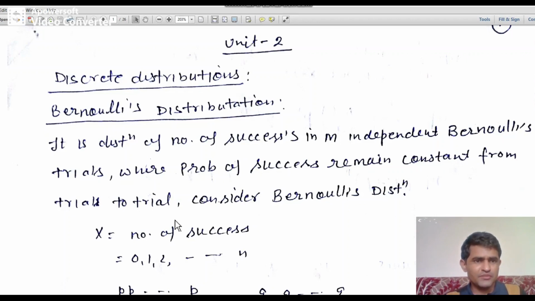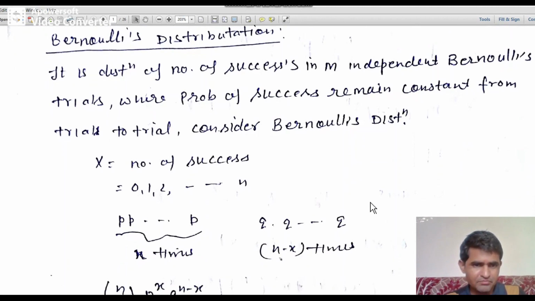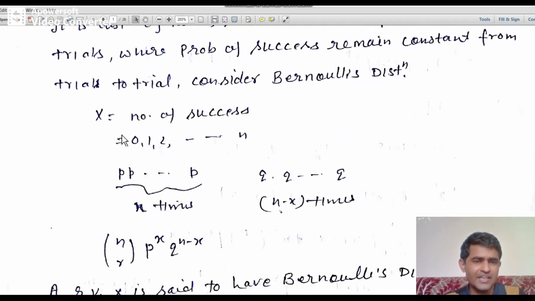In this distribution, it is the distribution of the number of successes in n independent Bernoulli trials, where the probability of success remains constant from trial to trial. This is known as Bernoulli distribution. For example, X, the number of successes, may be 0, 1, 2, 3, 4, and n is the number of trials. P is the probability of the event and Q is the probability of non-occurrence.